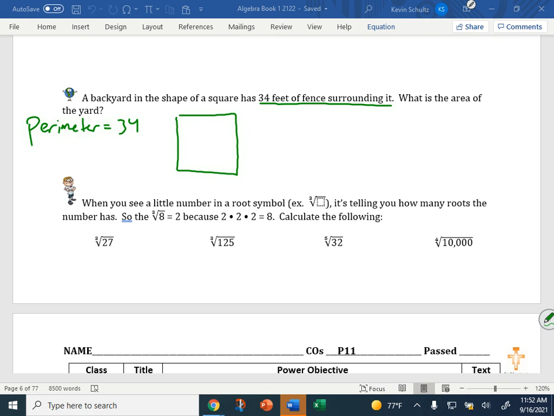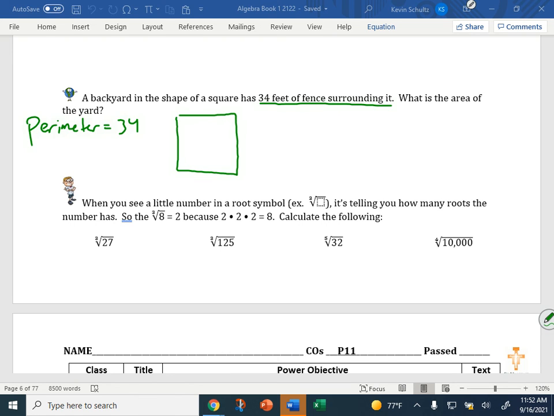And then here's where we get to those extra degrees of roots that we talked about earlier. The cubed root of 8 is the example here. That little number in that check mark space is how many roots it has. So the cubed root of 8 is 2, because 2, 2, and 2 equal 8.